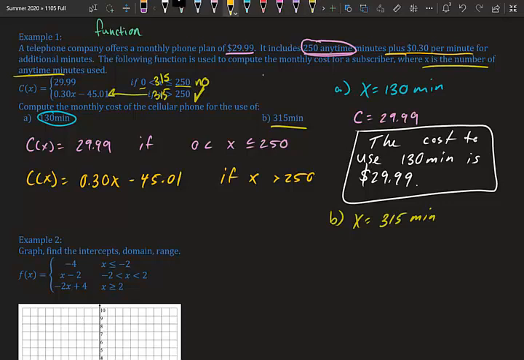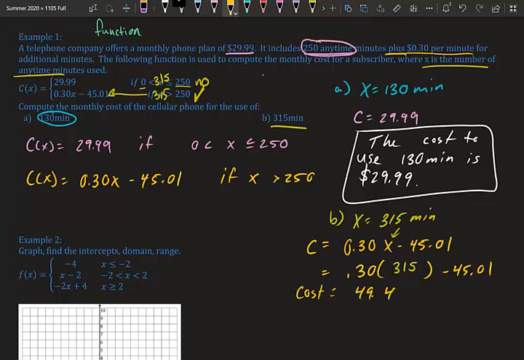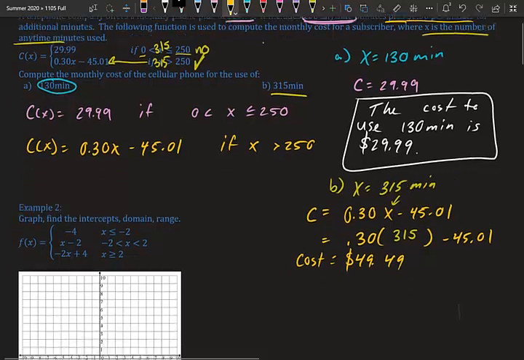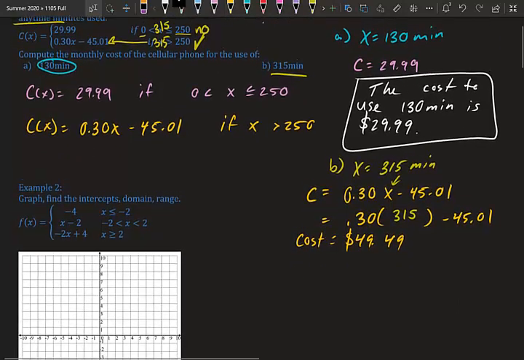The equation directly left of it is cost equals 0.30x minus 45.01, and we plug in 315 for x. So cost equals 0.30 times 315 minus 45.01. Just plug that into your calculator exactly the way it looks, or piece by piece, it's up to you. We get a cost of 49.49. So it costs 49.49 to use 315 minutes. That's a lot of money, right? It's almost doubling.